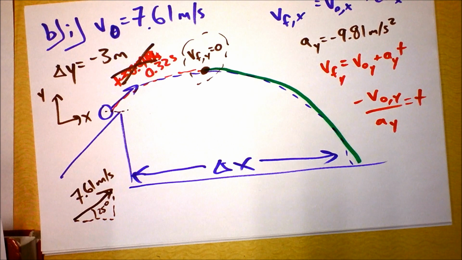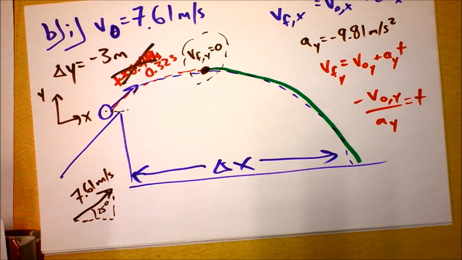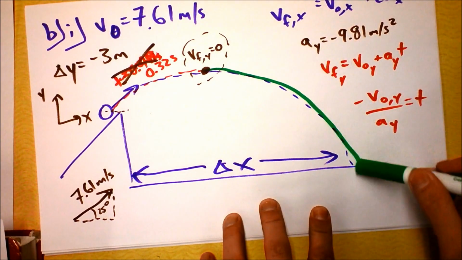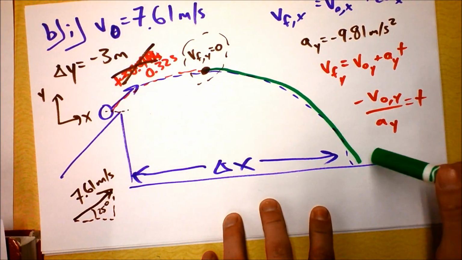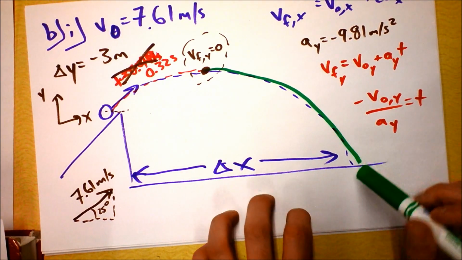I think you did it again. What equation am I going to use? The same equation. Do you know the initial velocity in the y direction or the final velocity in the y direction? Don't you know both? I do not know the final velocity in the y direction here, because that is just as it's hitting the ground. I don't know how fast it's going.